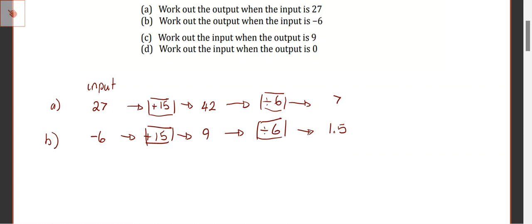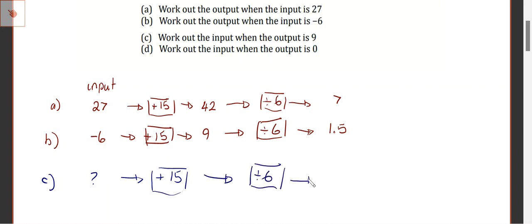The trouble came for a lot of people. Is that a question? Yeah, for the, what you just did, opposite. Okay, so like I was saying, C, we want to know what the input is. So I'm going to put a question mark, and we do plus 15 into the question mark. Then we divide by 6. And what we know is the answer we get out is 9.